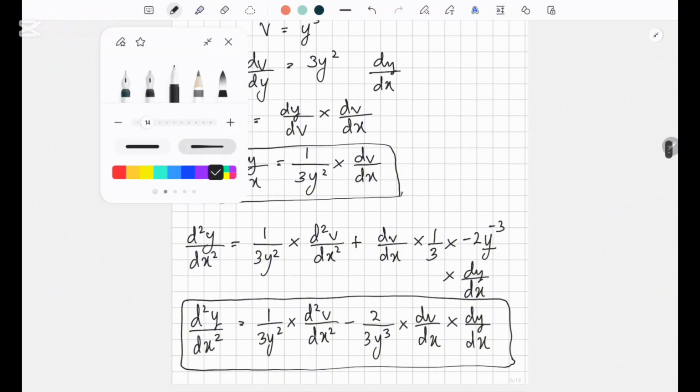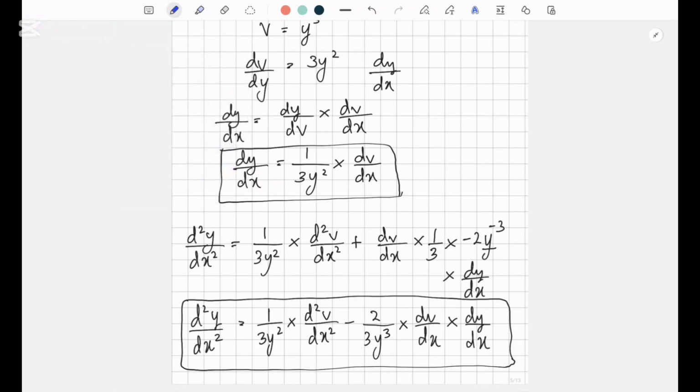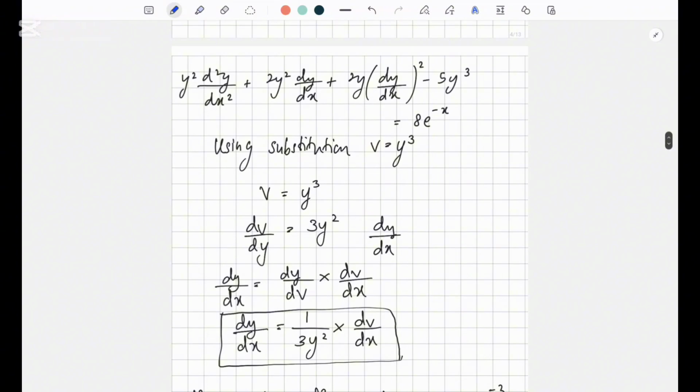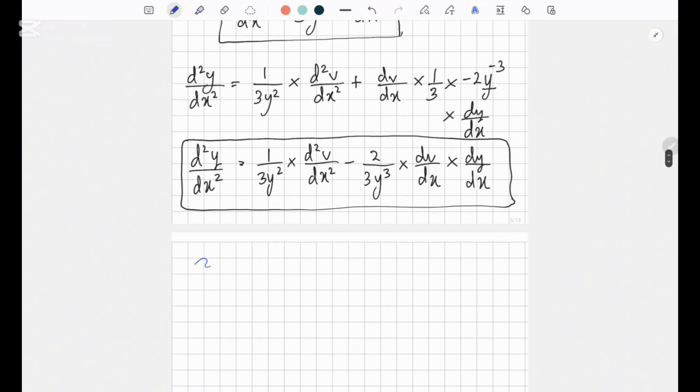Let me write with another color, or else it might be confusing when you have too many variables, right? So what I'm going to do is write the question again.